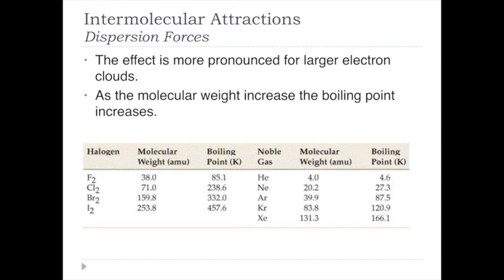Same thing happens with the noble gases. Okay, as we go down the group, the noble gases are getting bigger, and those boiling points are getting bigger. So molecular weight plays a huge role in the strength of the intermolecular forces. All I have to do is add up those weights to see who has the strongest dispersion forces.